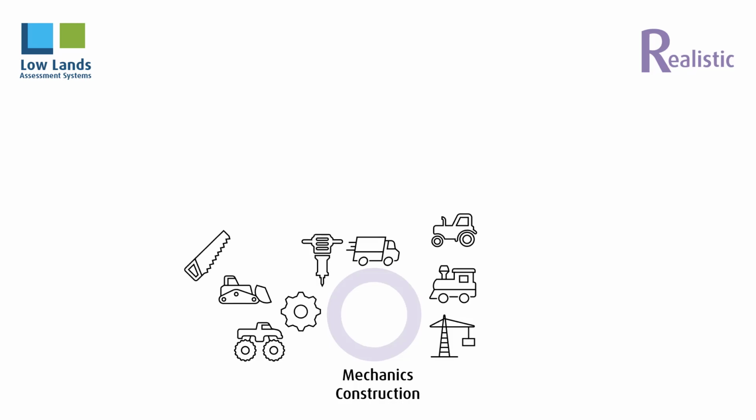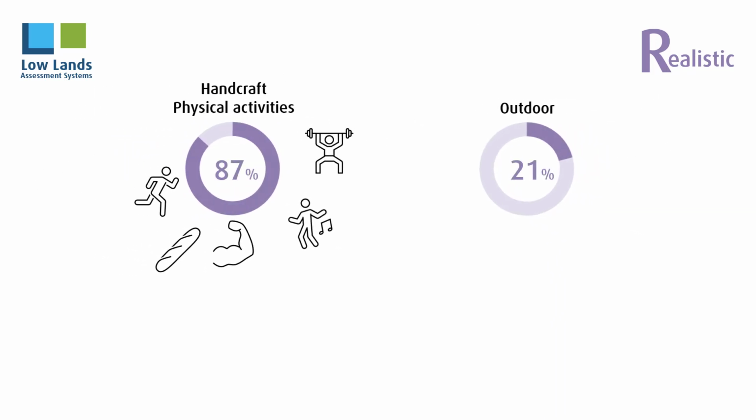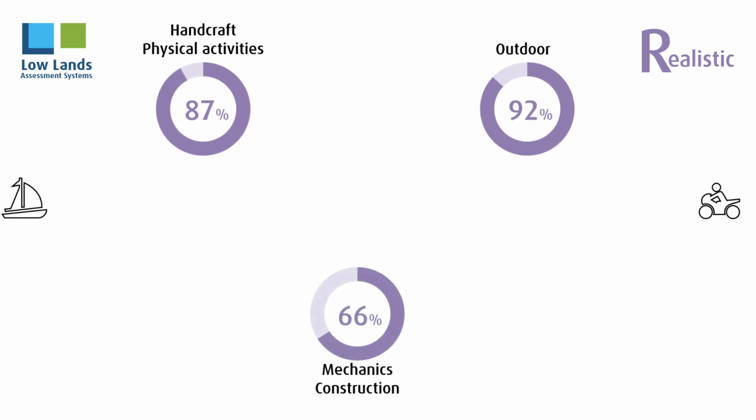And that brings us to the end of part 1, the introduction of the realistic interest domain. In part 2 we will look at some cases and combinations. What does it say about someone when the score on the physical component is high and the score on outdoor is low? Or what does it mean when they are both high? And we will discover why sailors and motorcyclists often score high on all realistic components.